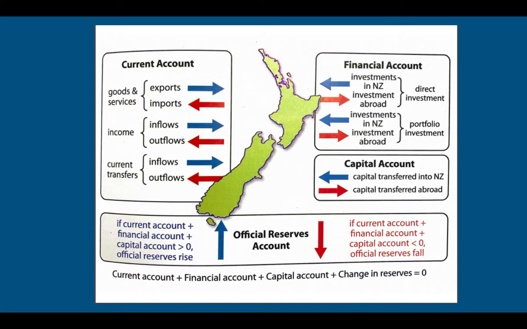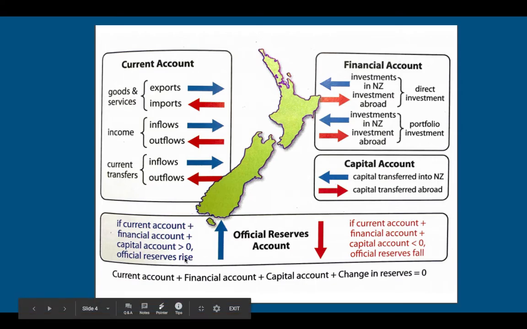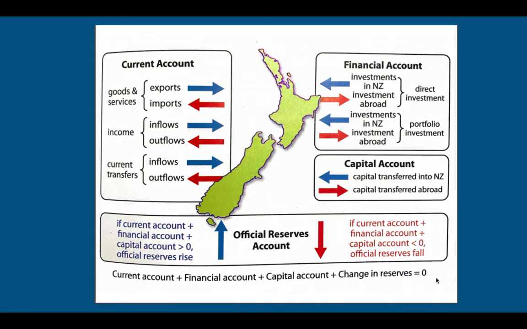If current account plus financial account plus capital account are greater than zero, official reserves rise. And so on. You can get the other side. So current account plus financial account plus capital account plus change in reserves equals zero. So there are four components with multiple components within the components. Hence, you can see why this can be a very confusing concept to students and why I'm going to try to go through this incrementally over time.